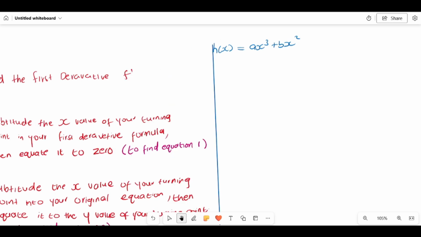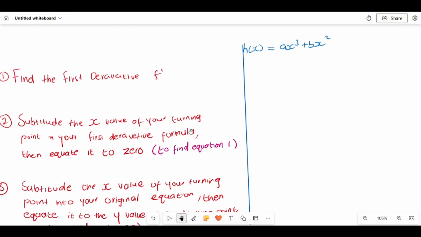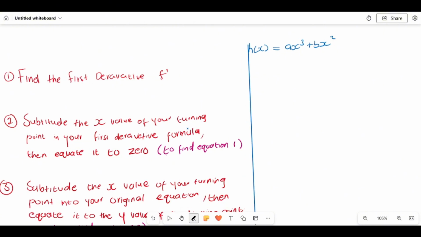So I'm going to start off with the first step. We need to find the first derivative of this function here. So now I'm going to find my first derivative. I'm going to multiply the whole term by my exponent. So this would be 3ax, and remember, use minus 1 from your exponent, squared. And this is going to be plus 2bx. This is my first derivative formula, and I'm done with step 1.